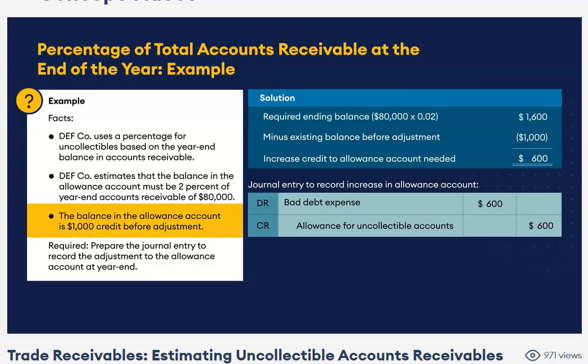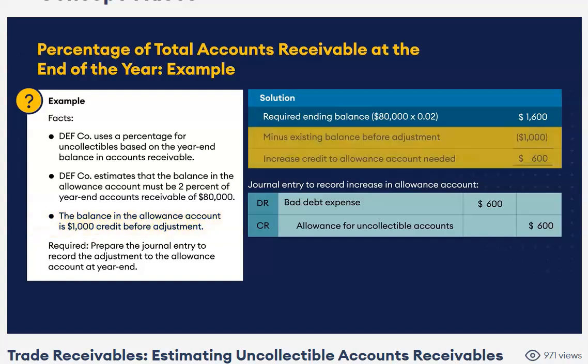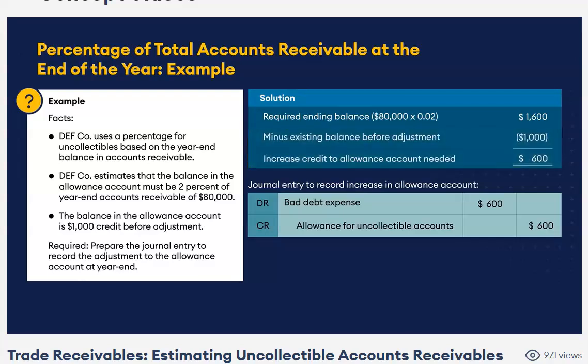Then I need to know, well, what balance is sitting in there now? And it tells us, well, before adjustment, there's a $1,000 credit balance. Okay, well, the allowance should normally have a credit balance, right? It's a contra asset. It's reducing AR. So yeah, that makes sense. So we've got 1,000 in there now. We need to have 1,600 in there, so we're missing $600. That's my plug. That becomes my debit to bad debt expense and my credit to the allowance for doubtful accounts, or allowance for uncollectible accounts, to the tune of $600.